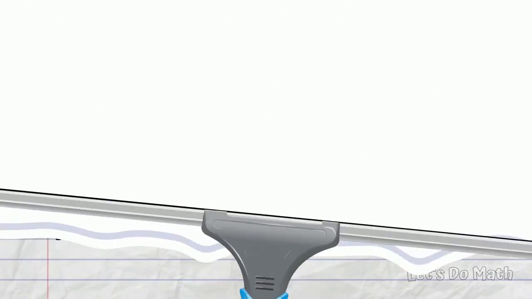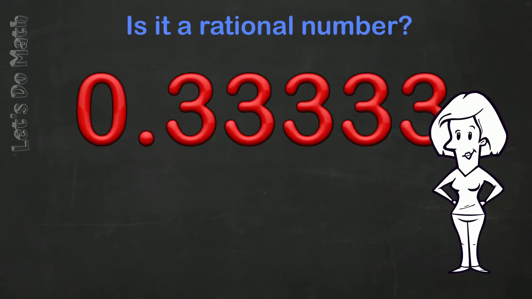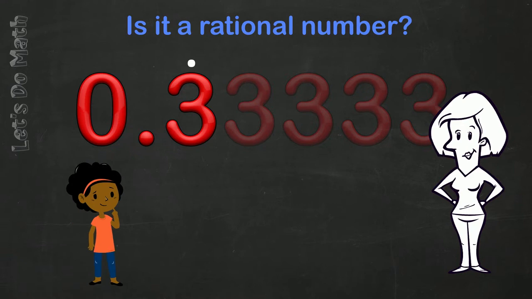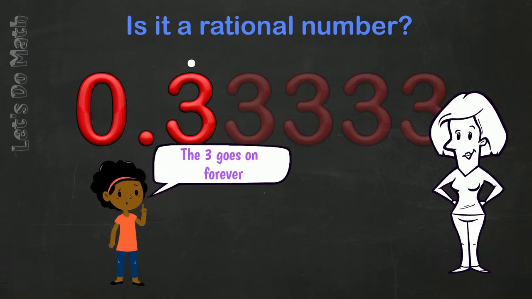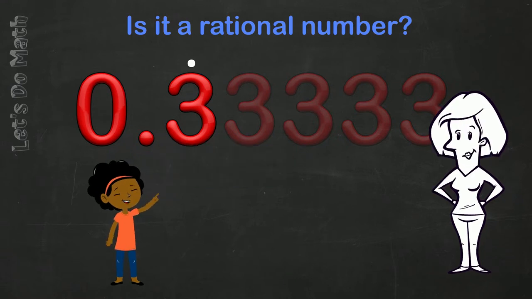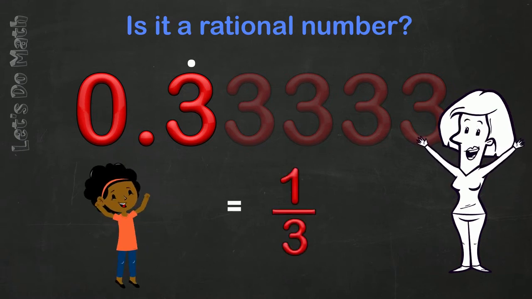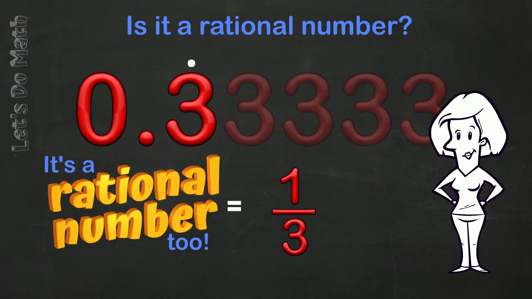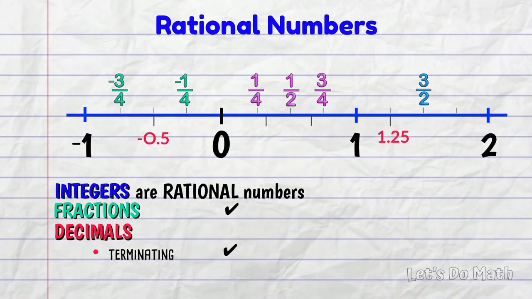Okay, what about this then? 0.3 recurring. You might say, well, the 3 goes on forever. It can't occupy a precise place on the number line. But then you might say, hang on, I know that 0.3 recurring is the same as 1/3. Aha! That means it's a rational number too. In fact, if you have a decimal number with a recurring digit, it's also a rational number.